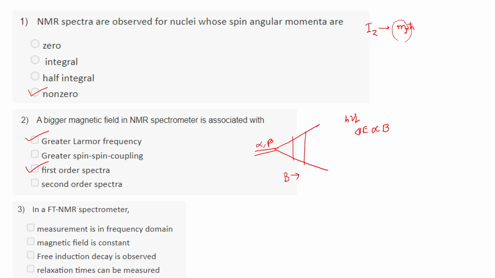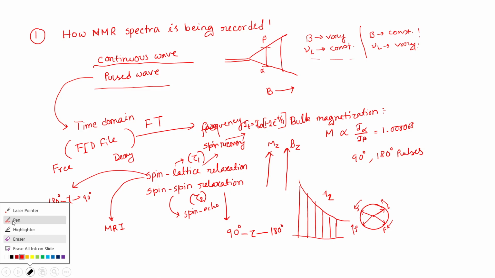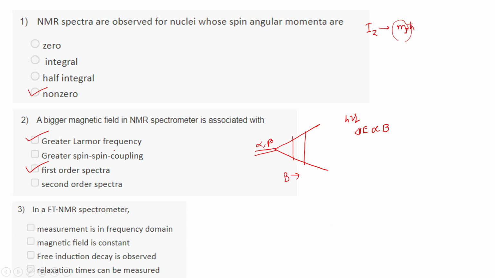Is it correct? See here I have the FID, I wrote free intensity decay. Actually it is free induction decay. Okay, so let me correct myself here. I will just erase this. So yes, the free induction decay is observed, right?